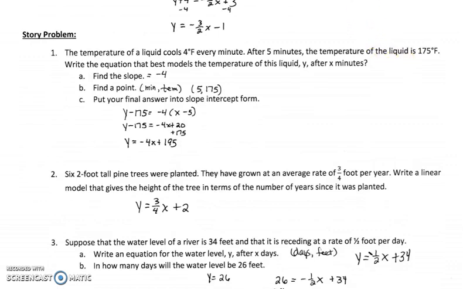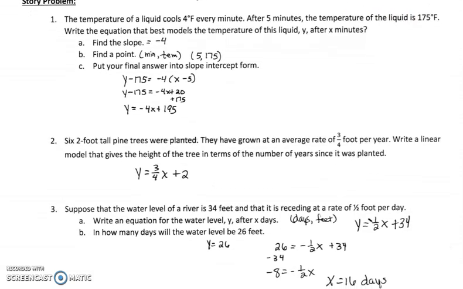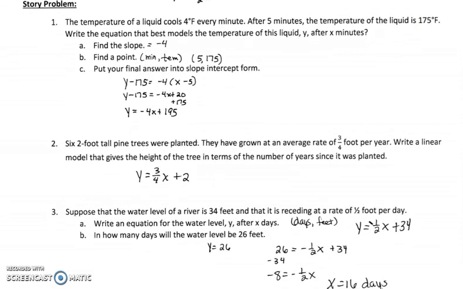Okay, so the first story problem, the temperature of a liquid cools 4 degrees every minute. After 5 minutes, the temperature of the liquid is 175 degrees Fahrenheit. Write the equation that best models the temperature of this liquid, y, after x minutes. So that gives you x and y. So x is time, y is temperature. So that should help you out with that.